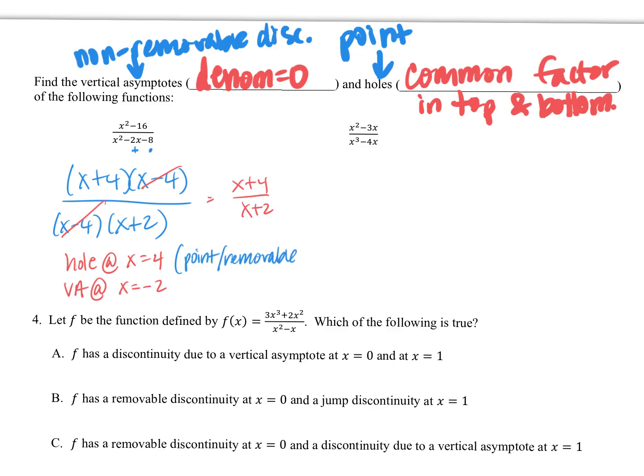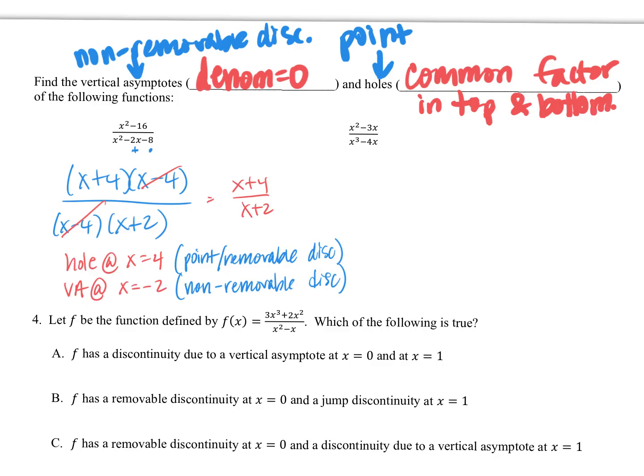And then the vertical asymptote is where we're going to have non-removable discontinuity. Again, I remember those because I think that's hard. I remember those by if I just remove a point, then it is discontinuous. So removable is just a point.